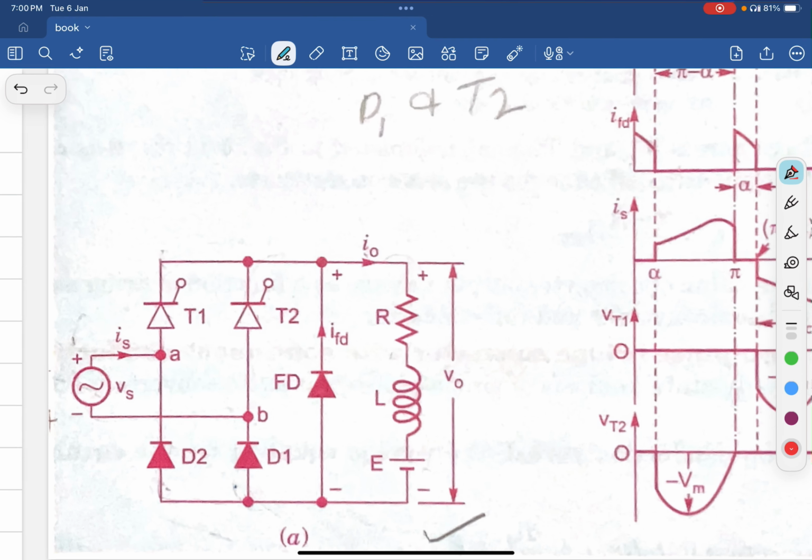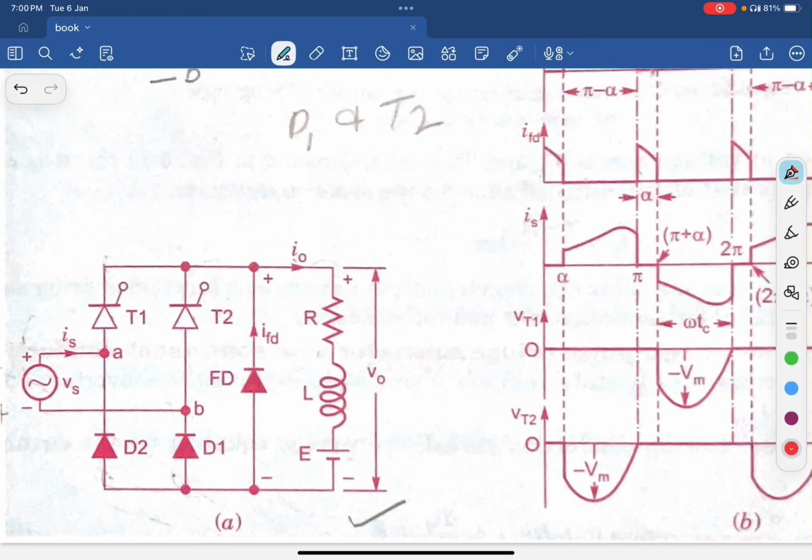So if you look at the diagram here, Vs is the source voltage. So how does the current start flowing? As the supply voltage Vs is positive, the current Is flows through the thyristor T1, and then it goes to the load RL and to the back path through the diode. This is the direction of current. So here the thyristor T1 and diode D1 start conducting.